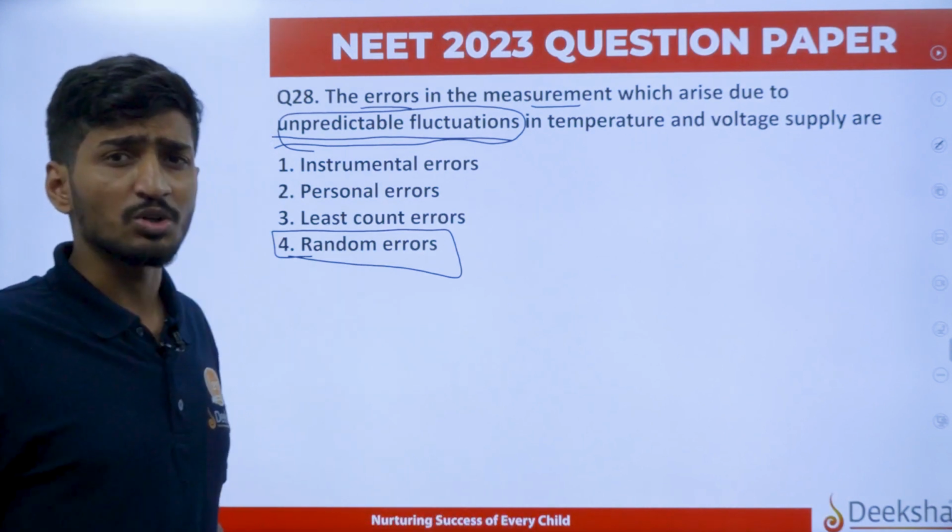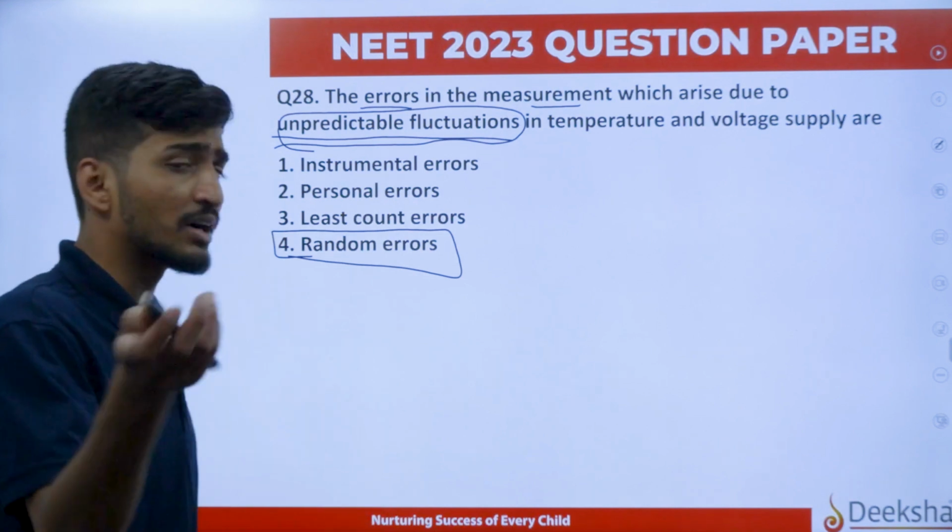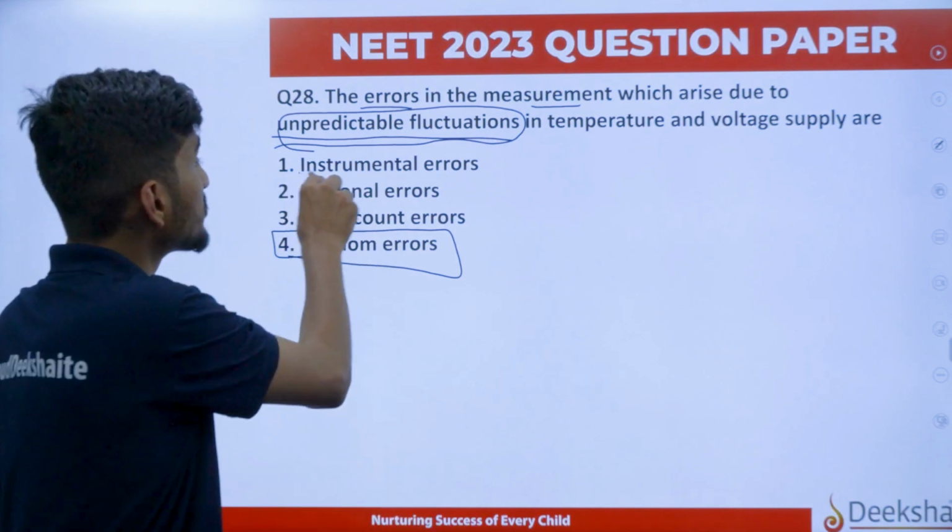Since we are here, let's just talk about all the other three as well, just to have a revision of sorts. Instrumental errors.